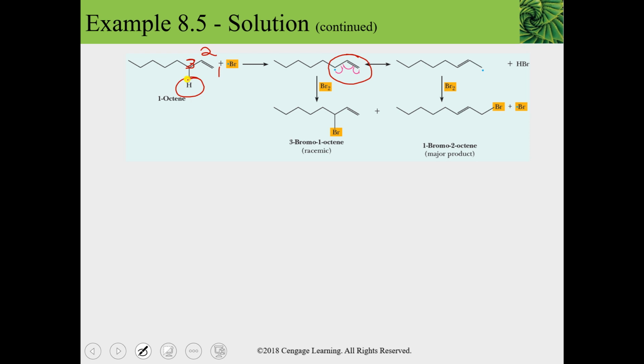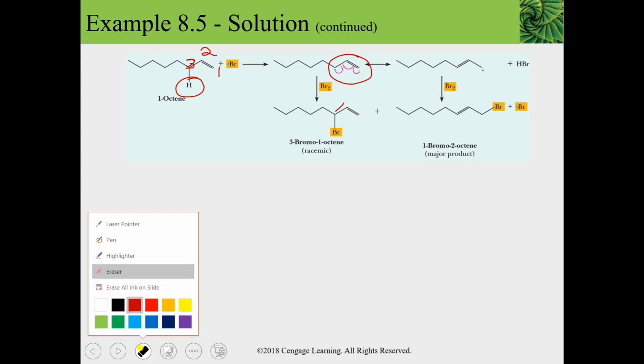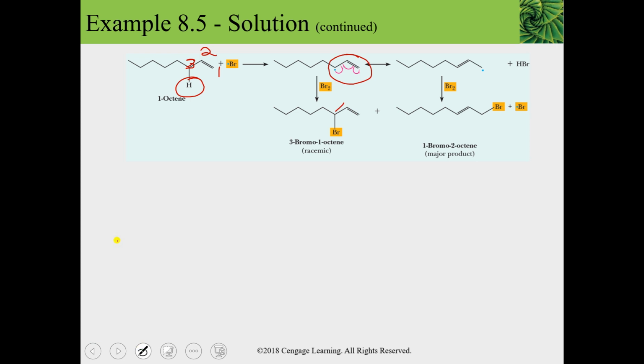Okay. I see an error on this slide. Right here, this double bond should have been put here. Okay. And I can't fix it because it's a picture. So just know that yes, that double bond should be between carbon 2 and 3. All right. So the double bond between carbons 1 and 2 is broken. One of these shared electrons from the double bond goes to carbon 1. One of the shared electrons goes between carbon 2 and 3, and the radical goes between 2 and 3. So now our double bond is shifted between carbons 2 and 3. And the bromine attaches to carbon 3.